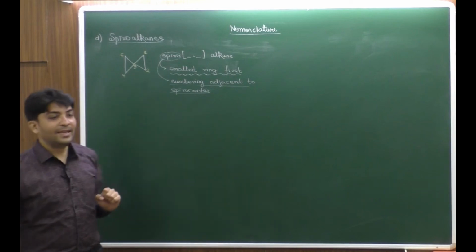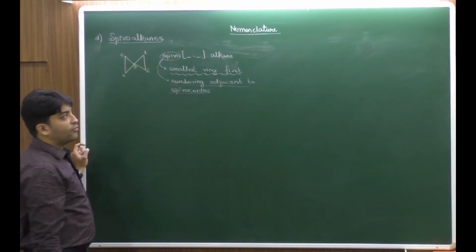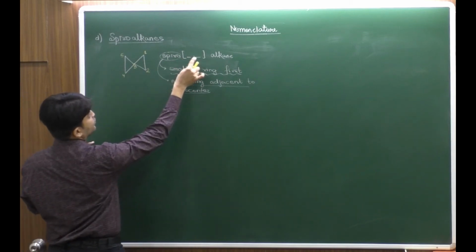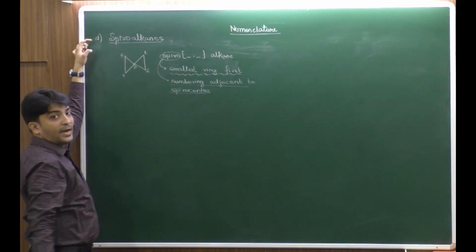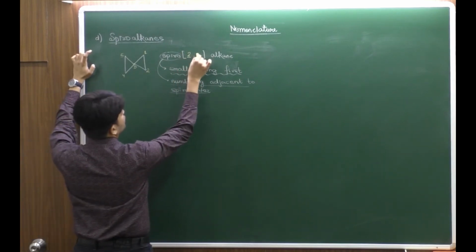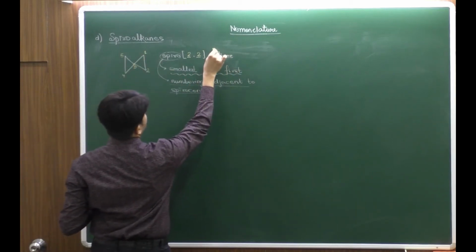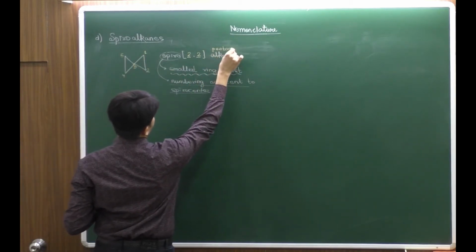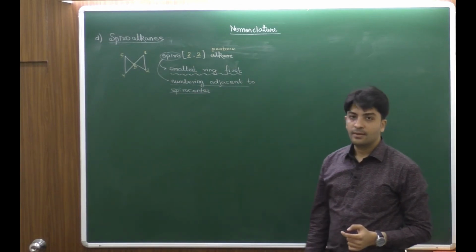Now how to name this compound? Spiro is the prefix which is always common, followed by the square bracket, 2 numbers indicating the ring size, excluding the spirocenter. So it is 2.2. And the parent of 5 carbons would be named as pentane. Hence we have spiro 2,2-pentane. Is that clear?